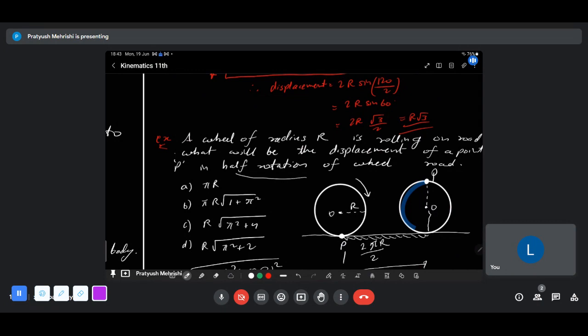Now, we need to find the displacement. To find it, we will just draw a line joining these two positions of point P. Now we have 2r here, and here we have pi r. Now apply the Pythagoras theorem. You will get option C as the answer. Got it now?